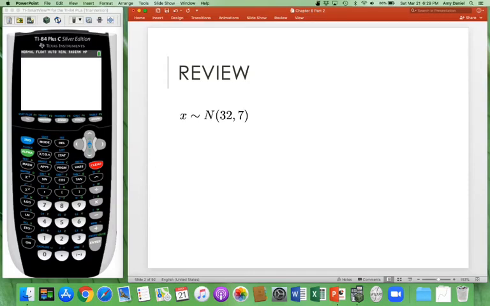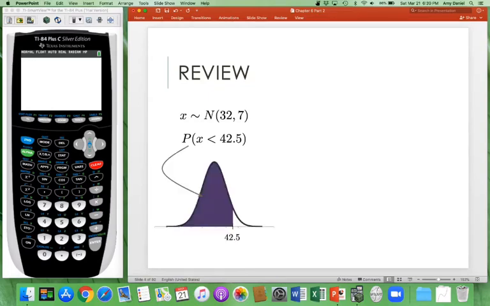So remember, this notation tells us that x is a normally distributed random variable with a mean of 32 and a standard deviation of 7. And let's say that the question asks you to find the probability that x is less than 42.5. So on your homework, you would have drawn me a distribution something like this, right? A normal distribution. 42.5 is bigger than the mean, so you put it to the right of the middle of the graph. And we shaded to the left because x is less than 42.5.